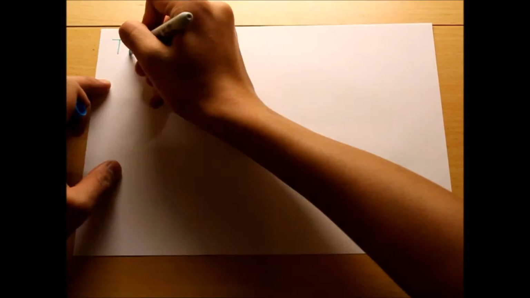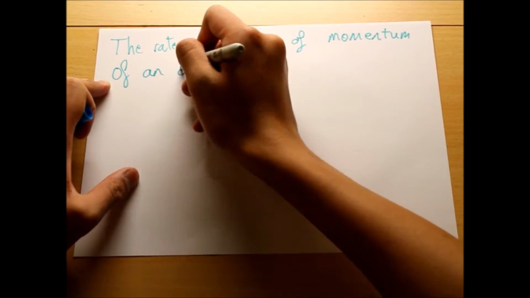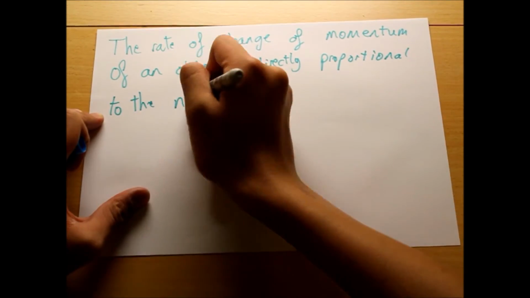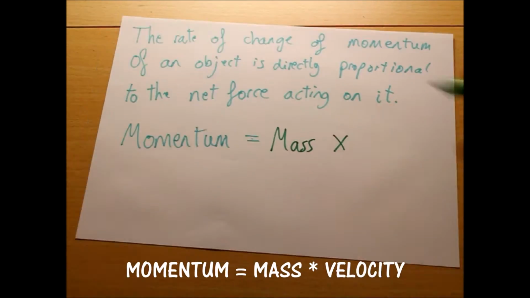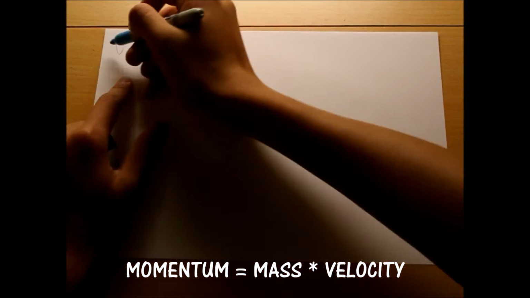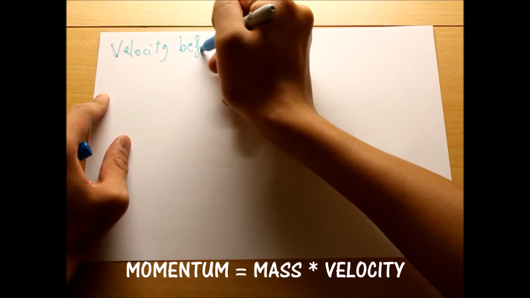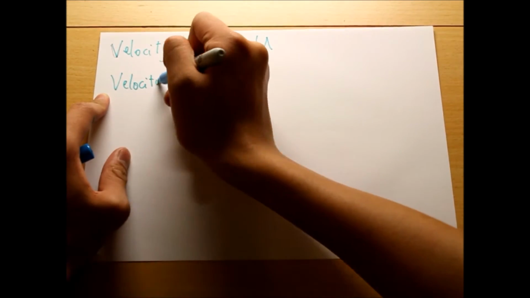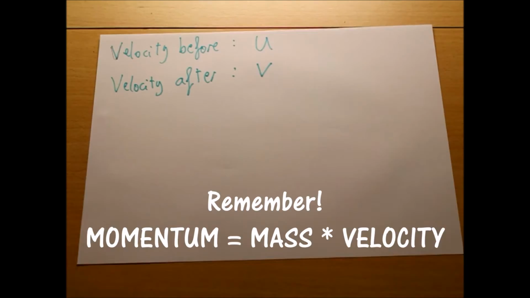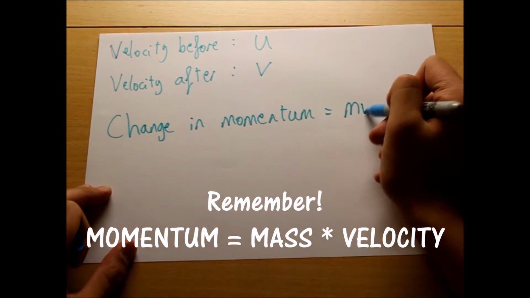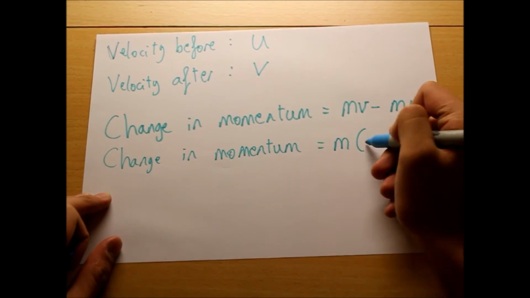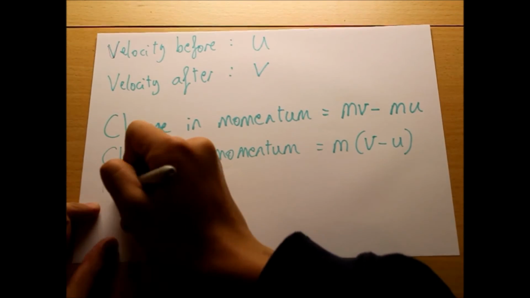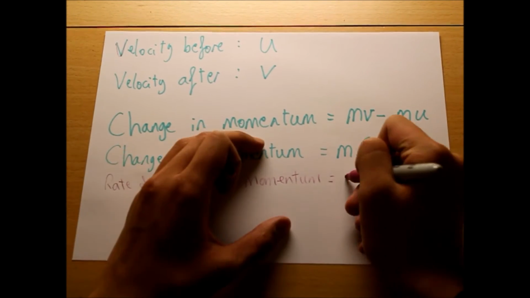The second law states that the rate of change of momentum of an object is directly proportional to the net force acting on it. The momentum of an object is equal to the mass multiplied by the velocity. If we call the velocity before the force is applied u, and the velocity after v, the change in momentum can be written as mv minus mu. Factorizing, this becomes m(v minus u). Therefore, the rate of change of momentum is m(v minus u) over time.